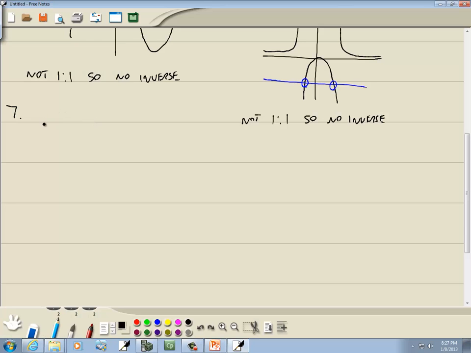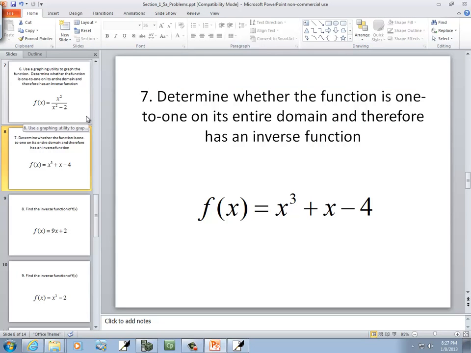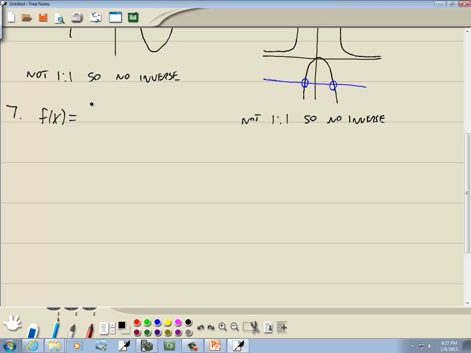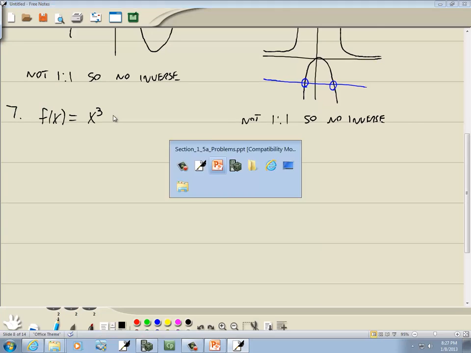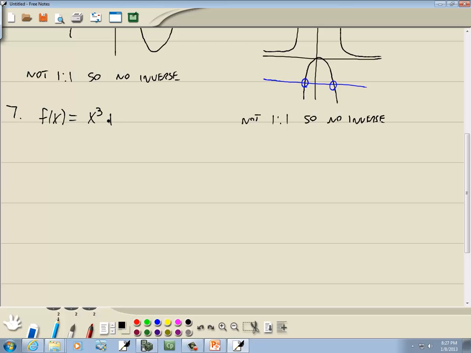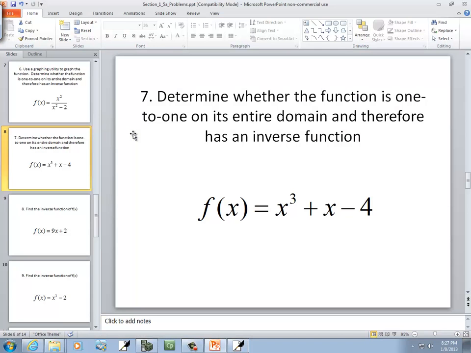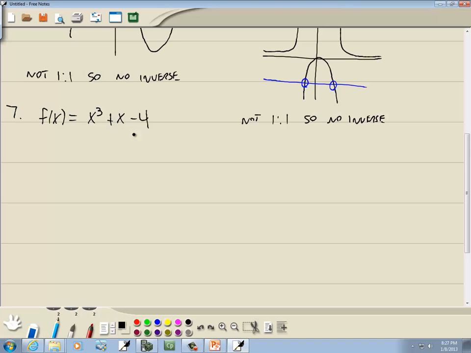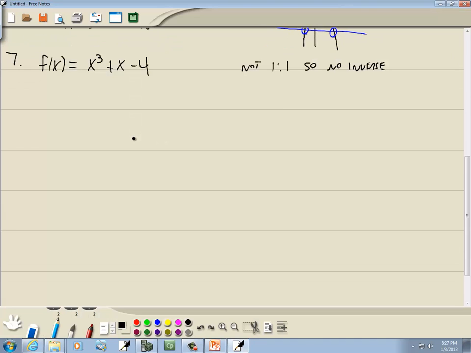And let's look at this problem. f of x is equal to x to the third plus x minus 4. And it says determine whether the function is one-to-one on its entire domain and therefore has an inverse function. Well, we can have x to an odd power, we just can't have x to an even power. So this one's actually okay. This is one-to-one, which implies it has an inverse.